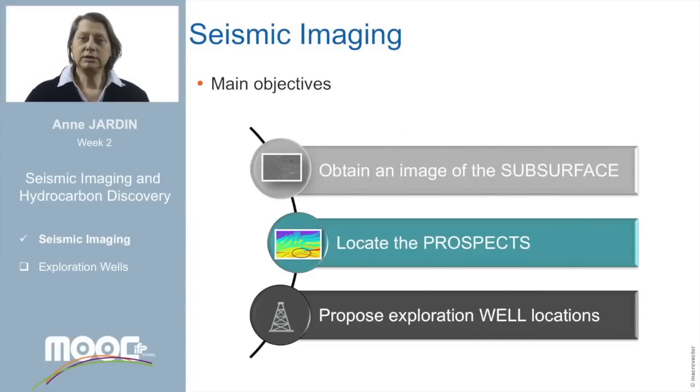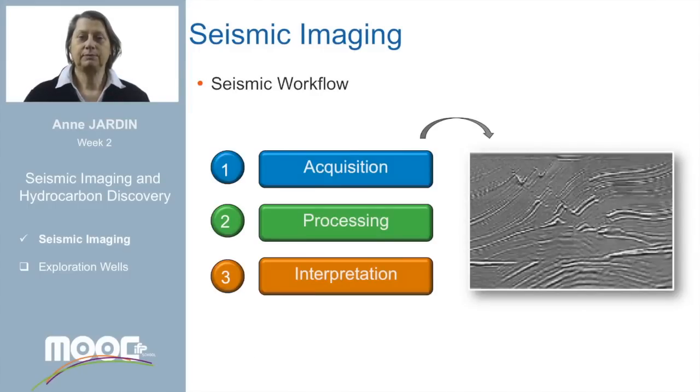The seismic method is the most frequently applied geophysical method for petroleum exploration studies. The main objectives of seismic exploration are to obtain an image of the subsurface, locate the prospects, and propose well locations. To obtain a realistic image of the subsurface, the seismic workflow is usually developed in three main steps: acquisition, processing, and interpretation.